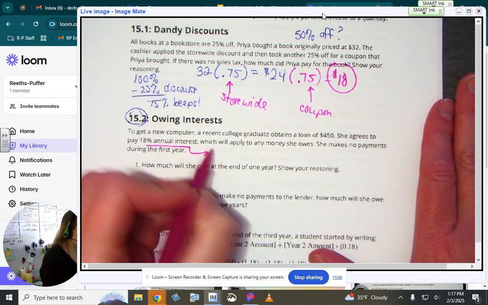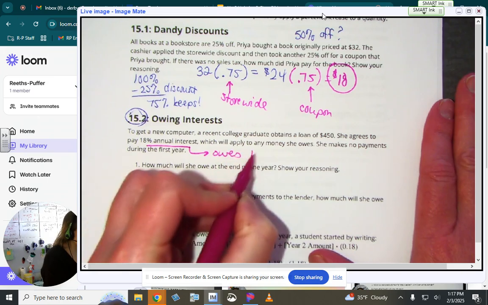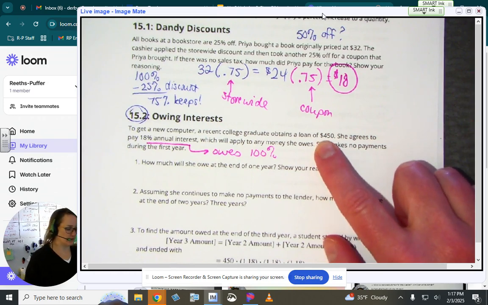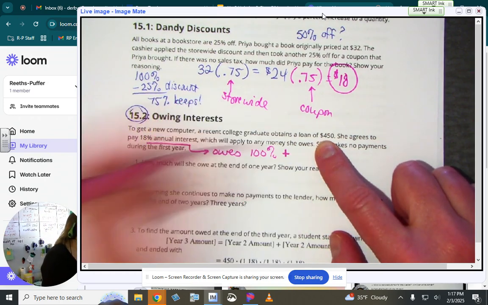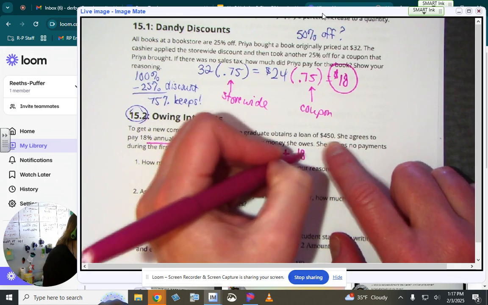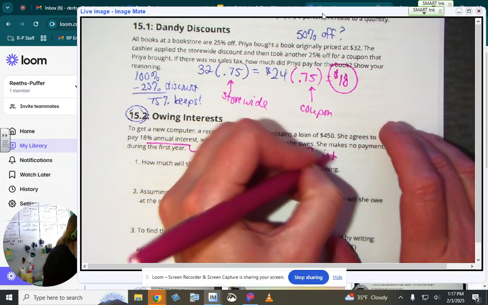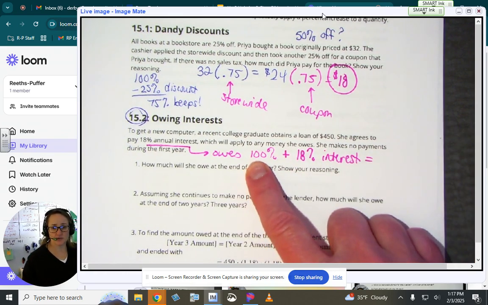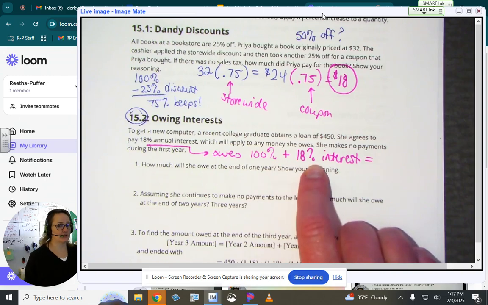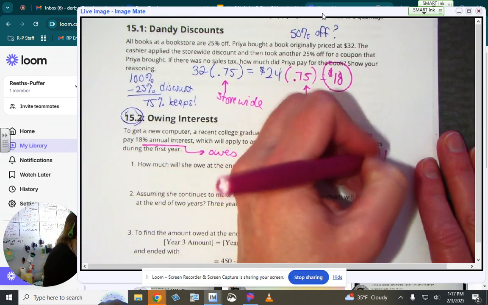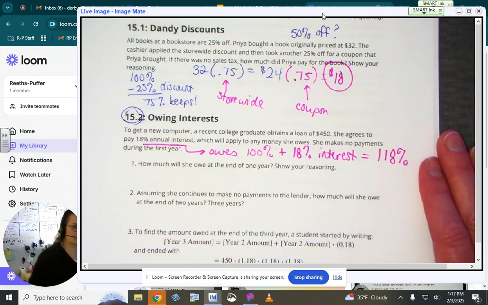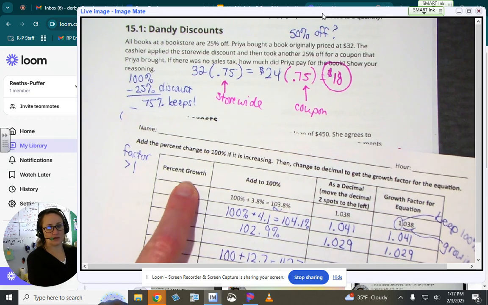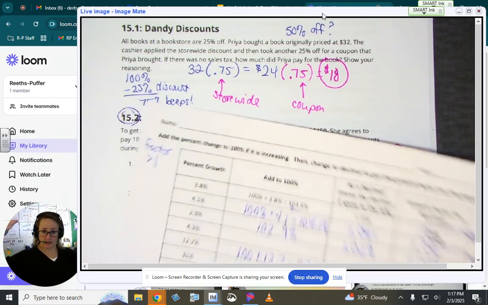Now this annual interest is still saying that she owes the full 100% of what she borrowed. She owes the full $450 plus 18% interest. So what it ends up being, if she owes the full 100% plus 18% interest on top of that, is 118%. This is one of those things where we're looking at growth. The amount that she owes is growing.